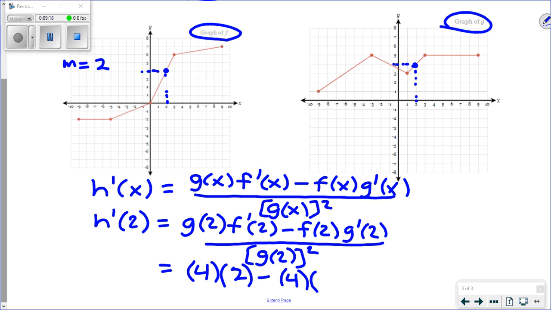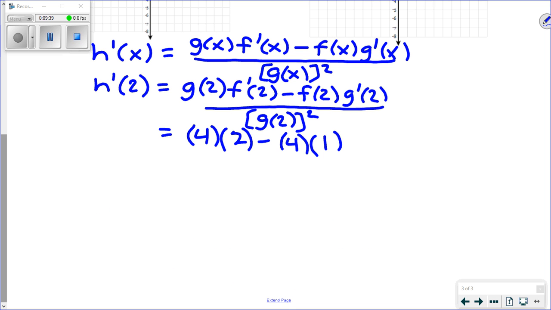Okay, then we have to find g prime of 2. So I'm going to go back over to the graph of g, and again, I have to find slope. Here's 2, which means I'm finding the slope of this line segment. And so rise over run, you go up 2, right 2, so my slope would be 1. So g prime of 2 is equal to 1. Okay, all over g of 2 squared. Now we already found g of 2 equals 4, so this would be all over 4 squared.